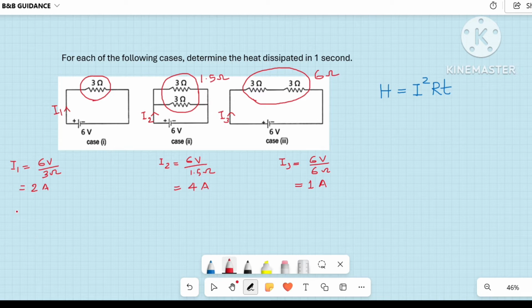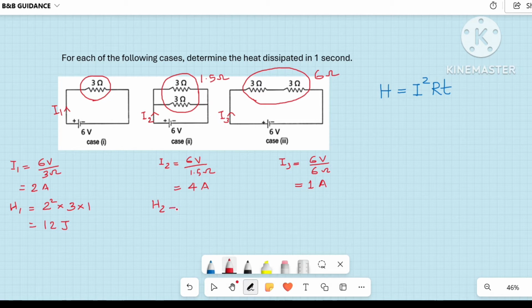Well, then I can find the heat dissipated in the first case. So H1 is equal to, formula is I squared RT. So shall I write this current here? That is 2 squared into R. R is 3 ohm into time is 1 second. So here it is 4 into 3, 12. Okay, 12 joule of heat energy is dissipated in the first case.